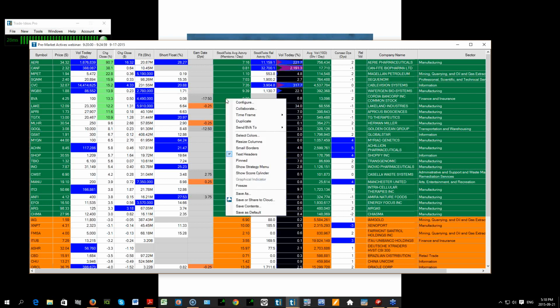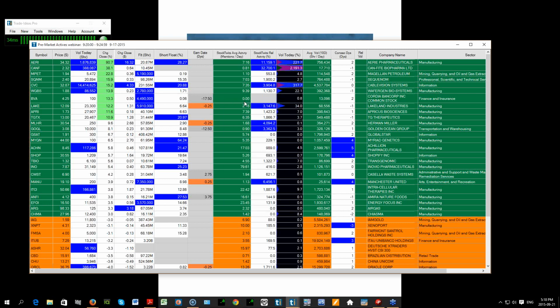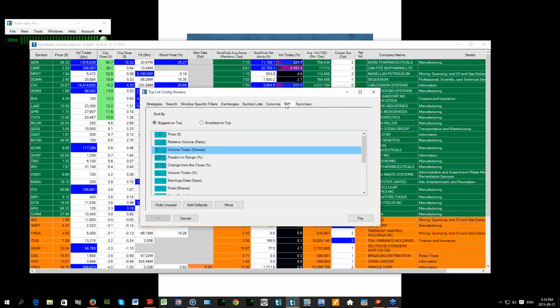If I right click on the window and go to configure, you're going to notice there's something called sort, and this is what is called the Trade Ideas server sort. And you can see I have the server sort on volume today shares. That's the total number of shares, all right?